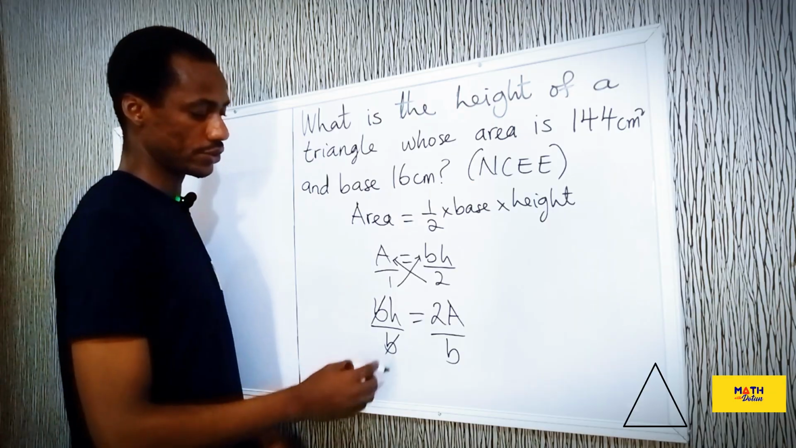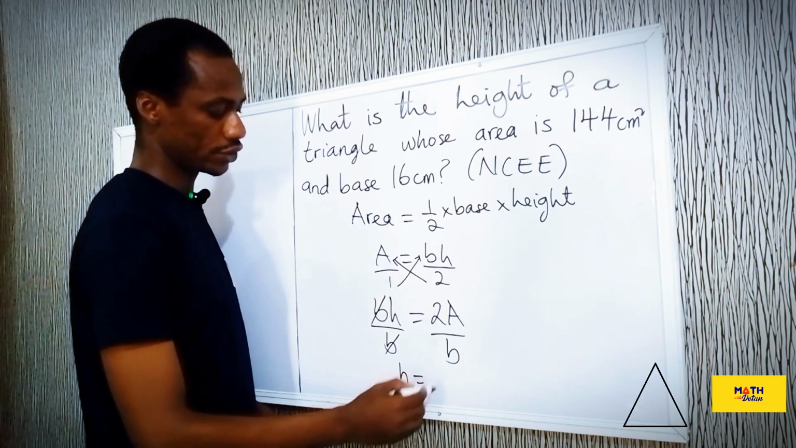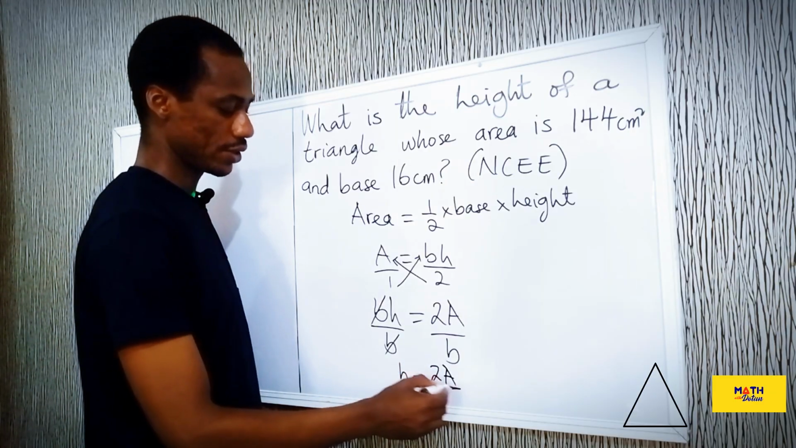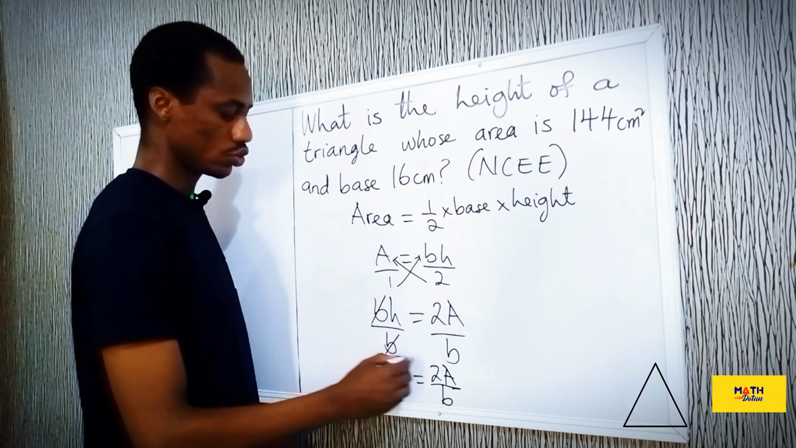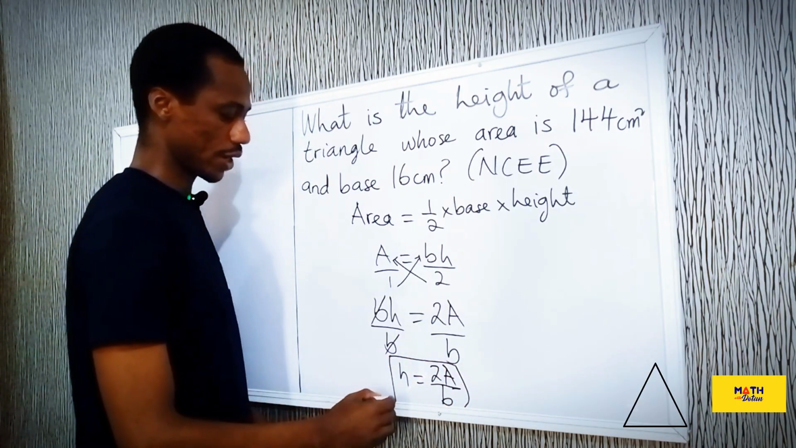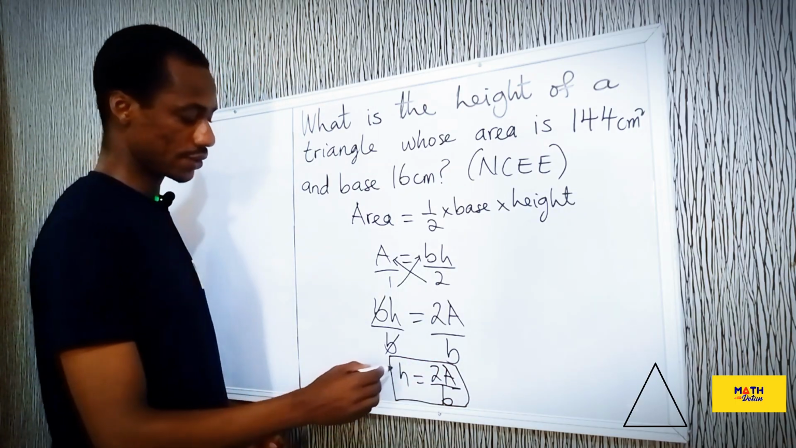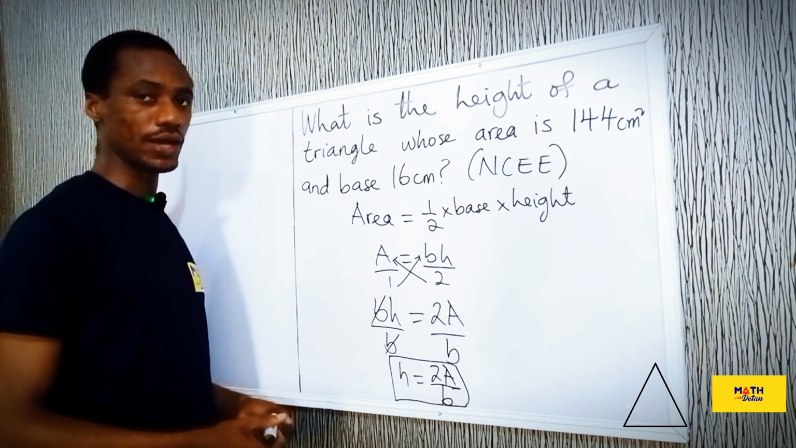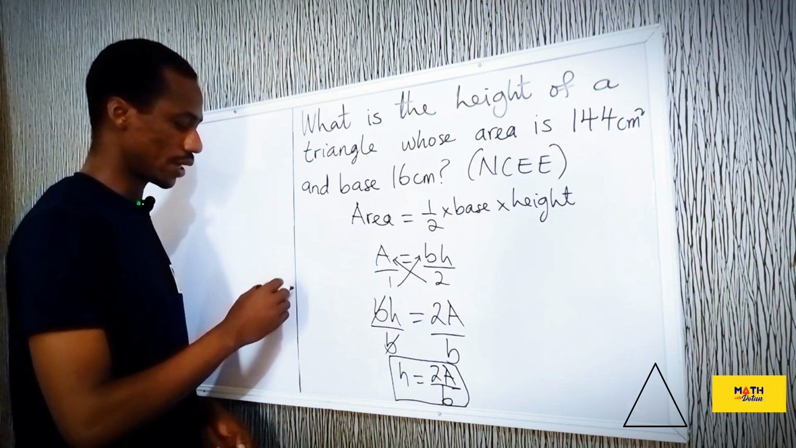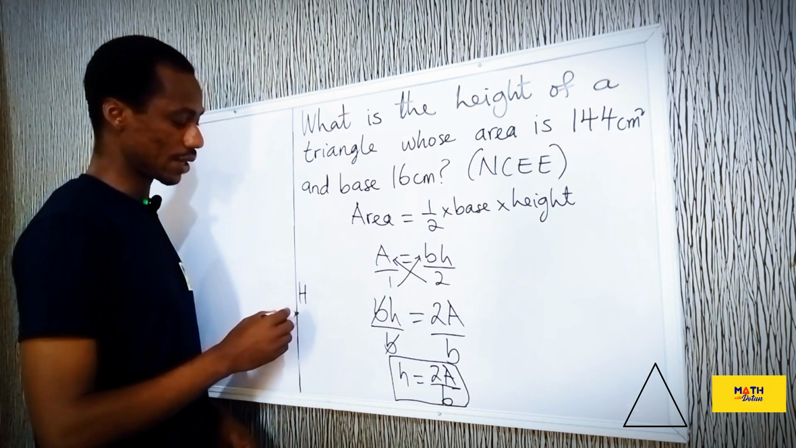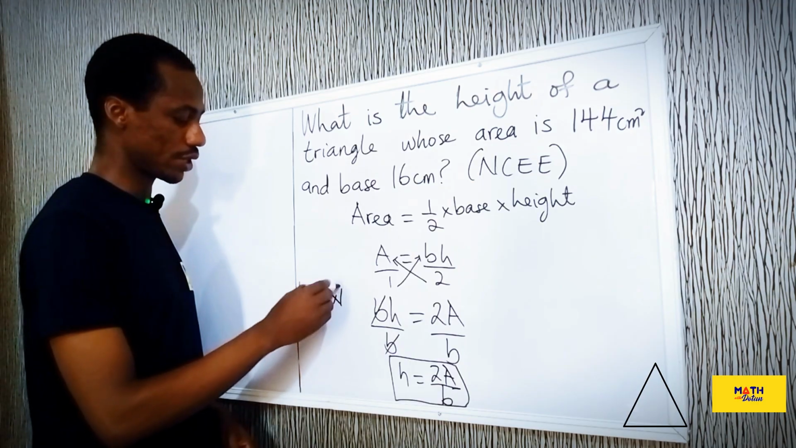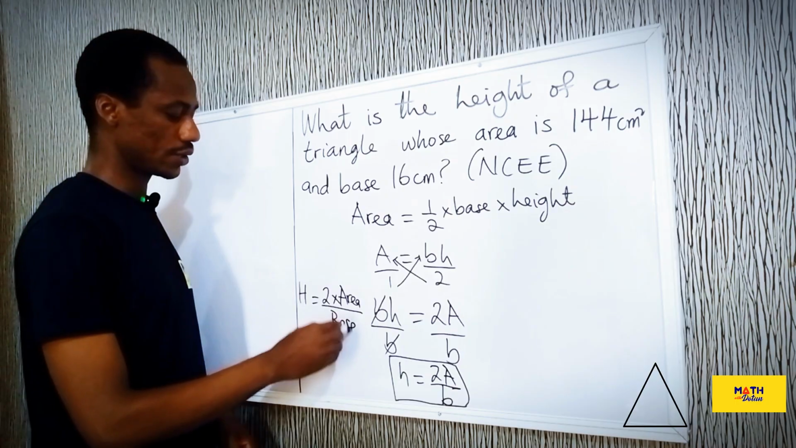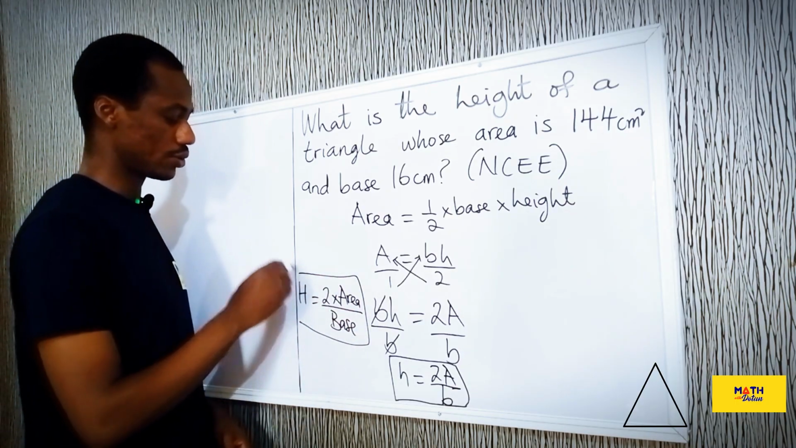Base cancels base, yes. So the height of a triangle whose area is given will be 2 times the area divided by the base. That's the formula for calculating the height of a triangle whose area and base are given. Let me write it again here. The height, writing capital H, will be 2 times the area divided by the base. So this you can always remember.